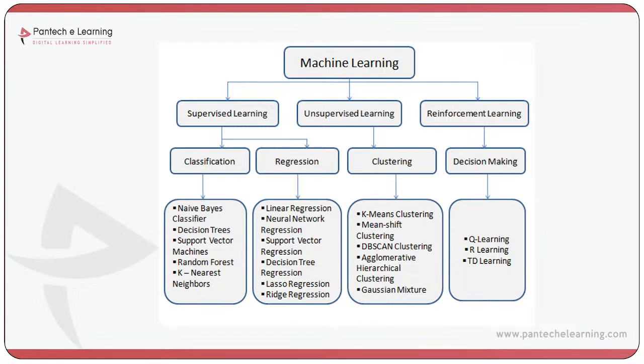In clustering, k-means clustering, mean shift clustering, and DBSCAN clustering are the different algorithms that are subparts of clustering. In decision making, we are using Q learning, R learning, and TD learning.